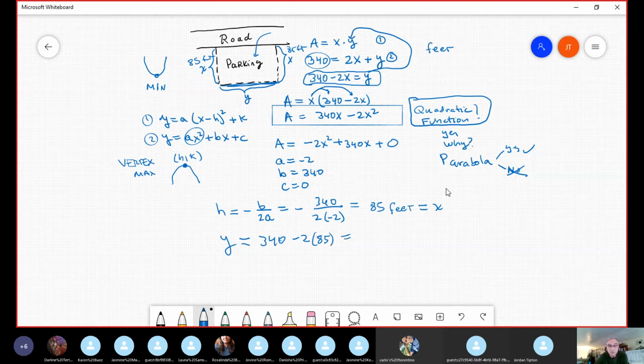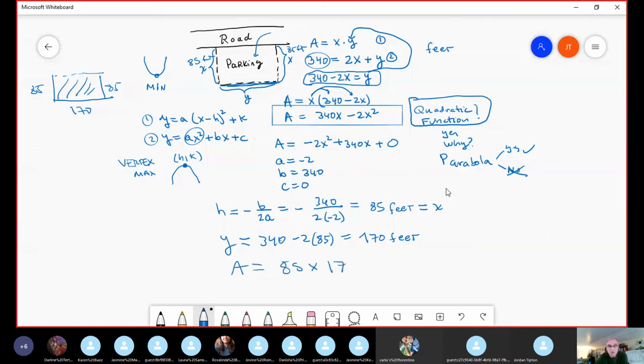Is 170 feet. Okay, so my parking lot dimension is 85 by 170. And the area inside, enclosed, is a multiplication of both quantities, 85 times 170. The answer is 14,450 square feet.